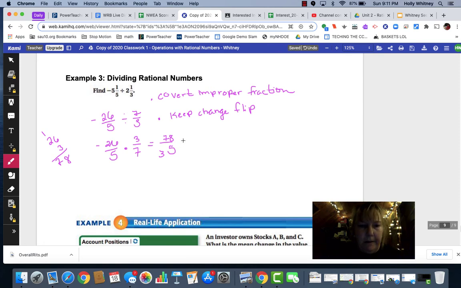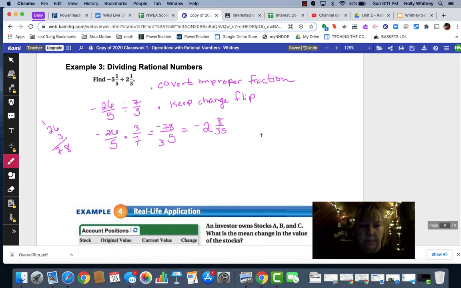How many times does 35 go into 78? By the way, I'm negative because a negative times a positive is negative. Well, I know that 35 goes into 78 twice, so I would get 2 with 8 left over. So 2 and 8/35ths. So negative 2 and 8/35ths. That's a doozy of a number.